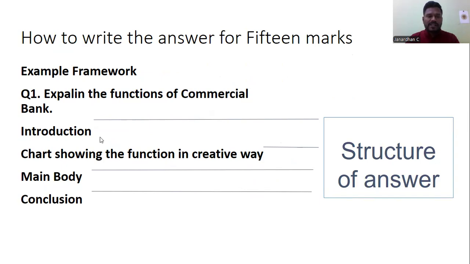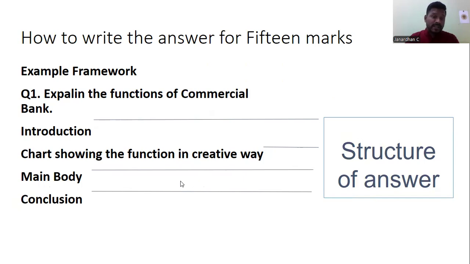First, write the introduction and then show the chart of what you are going to write. If you are not able to write the introduction properly, as a tip, write the banking meaning, write the commercial bank meaning. After that, you start writing the chart. What are the functions you are going to explain, make it in a creative way. Put boxes for the points, like a flow chart. So after writing the flow chart, you come to the main body. The second part of the answer is the main body. There you have to explain all the points you have shown in the chart.